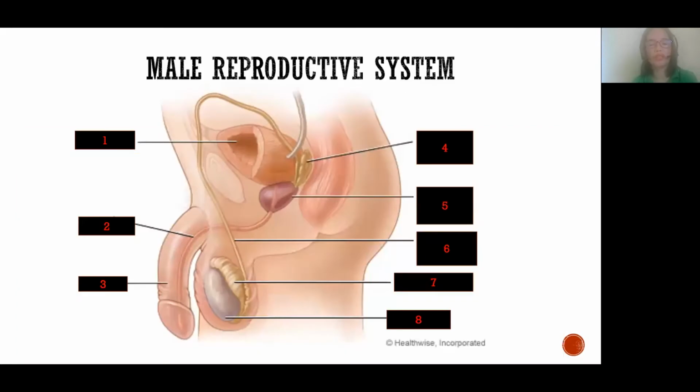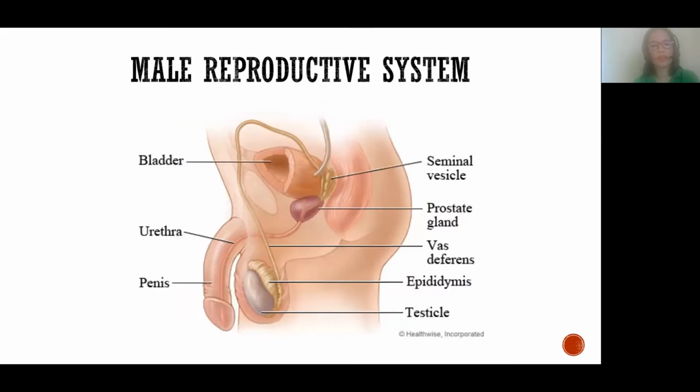Okay, so since the last time that you talked about the reproductive system was grade 5, just to recall the parts of the male reproductive system, I am giving you a minute in order for you to check if you are still aware of the parts of the male reproductive system. Okay, so let's check if your answer is correct.